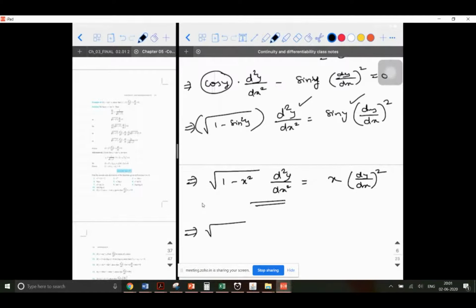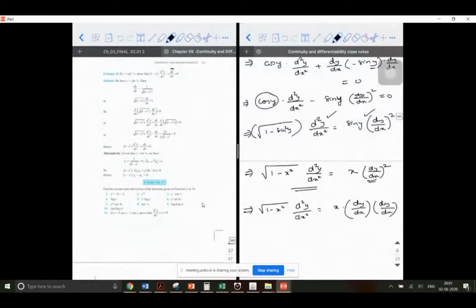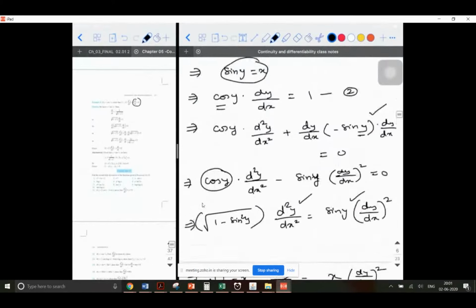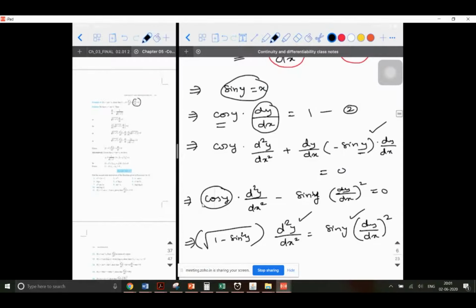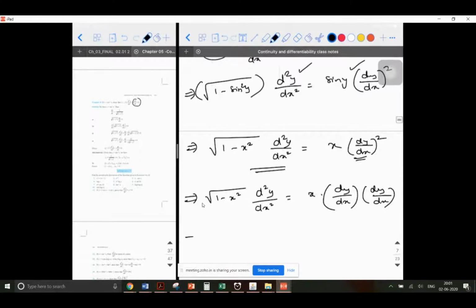See, what I will do is root of 1 minus x square into d square y by dx square is equal to x into this dy by dx the whole square. No, I will write one dy by dx as it is, and the other I will leave it as dy by dx, because in the question you don't have dy by dx the whole square. So one dy by dx should be left out. If that is the case, what is the value of dy by dx that I have? That is going to be 1 by cos y. So which implies root of 1 minus x square into d square y by dx square is equal to x into, instead of this dy by dx, can I write it as 1 by cos y into dy by dx, right?